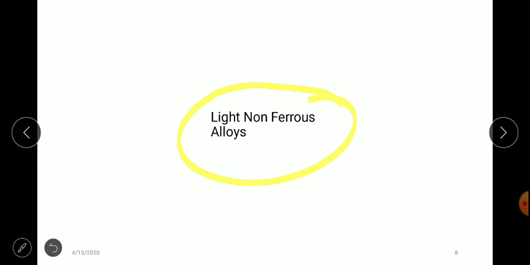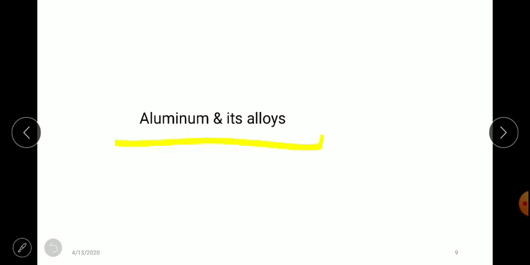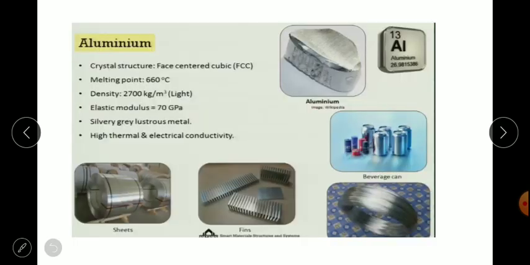Coming to the first part we'll discuss in today's session, light non-ferrous alloys. The first light non-ferrous metal is aluminium. Before going to the alloys, we should understand what aluminium is. It is an FCC crystal structure element. Its melting point is 660 degrees Celsius. Its density is 2700 kilogram per meter cube, which is quite light, and it has an elastic modulus of 70 GPa. Its appearance is silvery gray, and it has high thermal conductivity. Some of the important applications of aluminium are shown here in the diagrams.